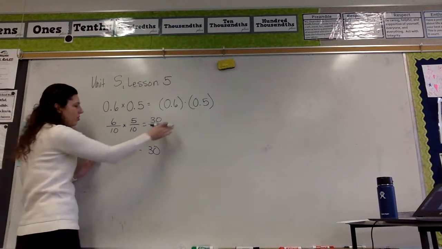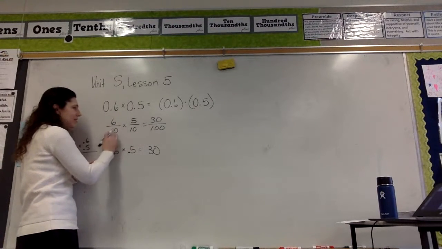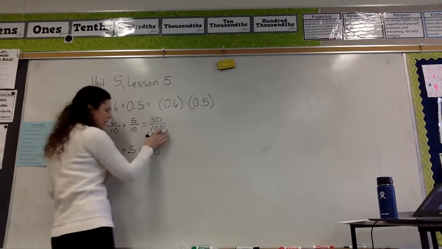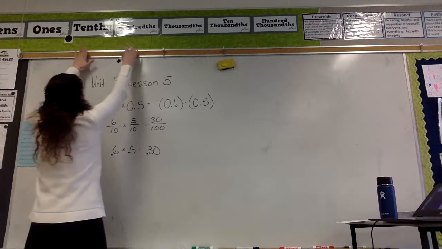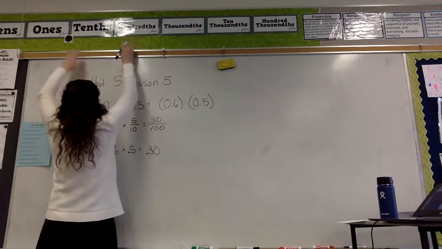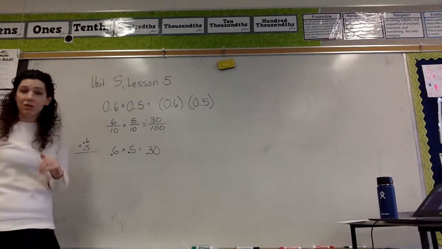So thinking about it like this, realizing that this is a tenth times a tenth, and that's going to give me a hundredth, helps me place my decimal point so that my 30 ends up in the hundredths place, and I have 2 numbers there.